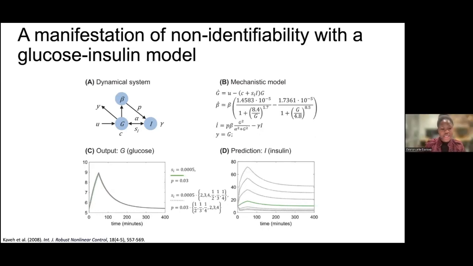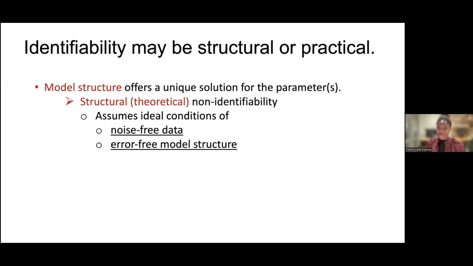So with these manifestations, we wanted to make this point before moving into the details of how to test for structural identifiability and all of that, and how to fix it. Now, it's important to distinguish between the types of identifiability. Identifiability might either be structural or practical. Structural or theoretical identifiability deals with the model structure. If the model structure does not offer a unique solution for the parameters, we say there is structural non-identifiability.